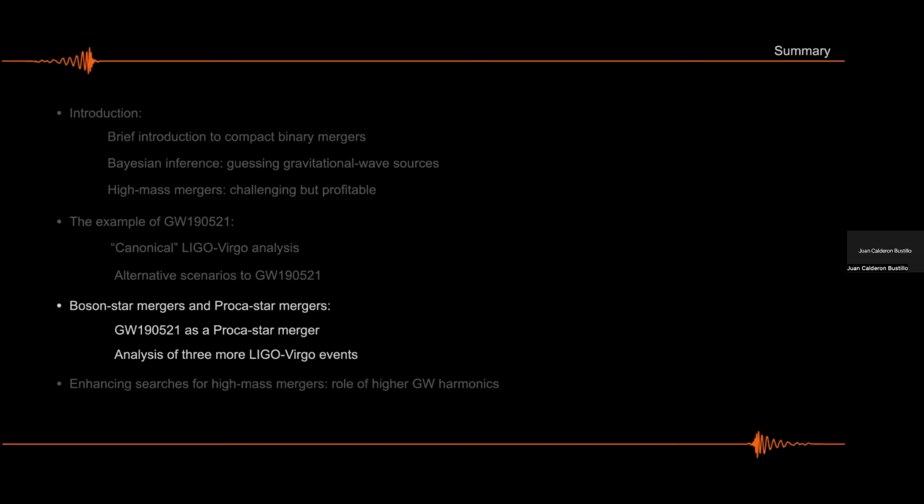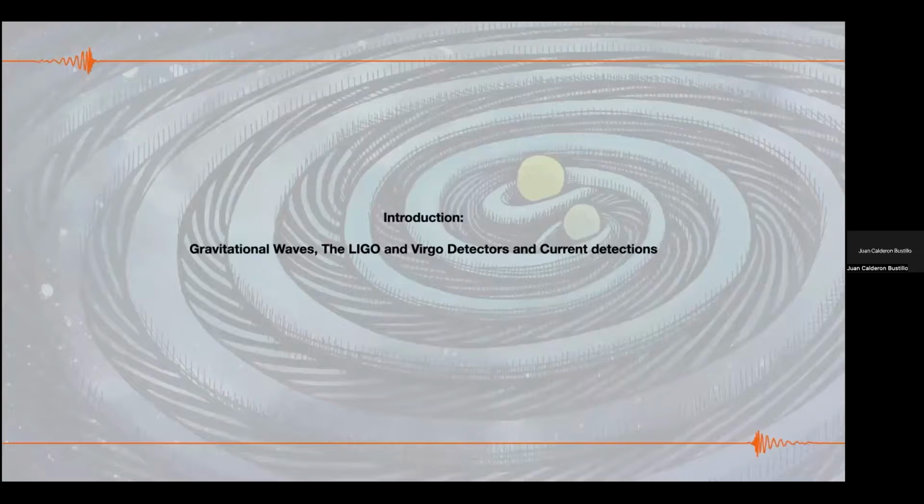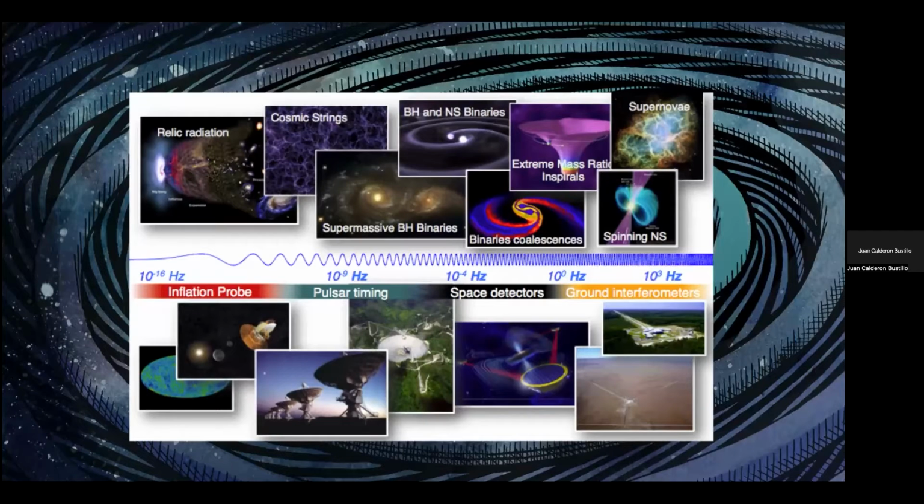And then if I manage to get there with enough time, I will discuss some techniques we are now trying to implement to enhance our sensitivity to these high mass mergers. And in particular, how can we exploit what we call higher gravitational wave emission modes to detect these high mass mergers. So: gravitational waves, LIGO-Virgo, and a bit of current detections.